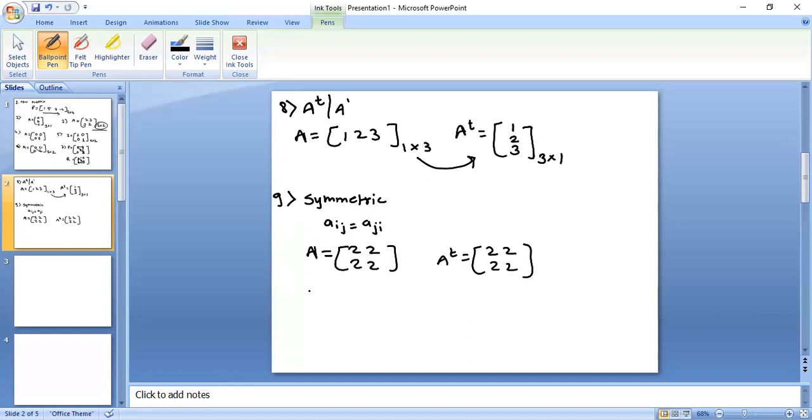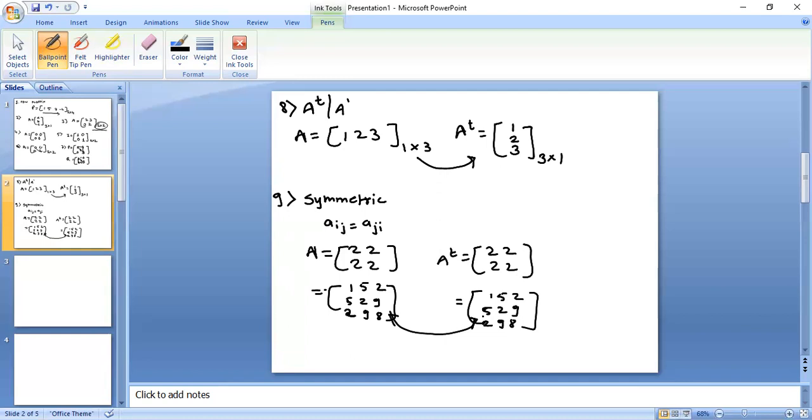Second example of the symmetric matrix like 1, 5, 2, 5, 2, 9 and 2, 9, 8. Okay. So the transpose of the given matrix is 1, 5, 2, 5, 2, 9 and 2, 9, 8. So the elements are equal. Hence, these two matrices are symmetric matrices.